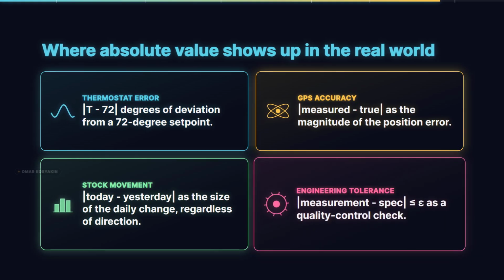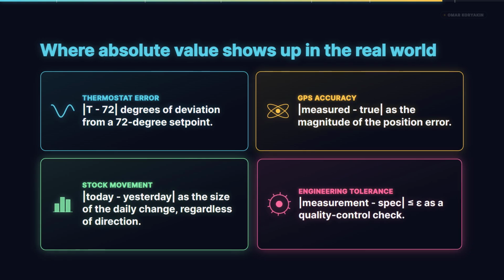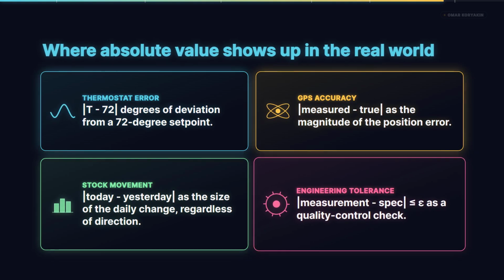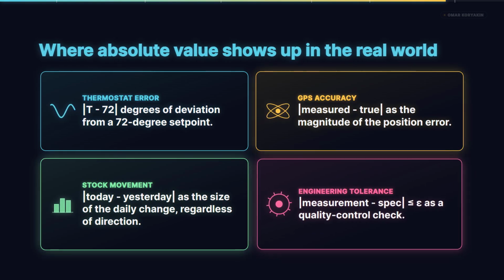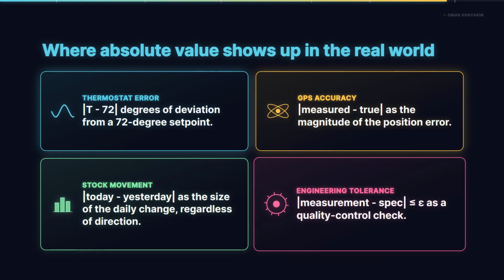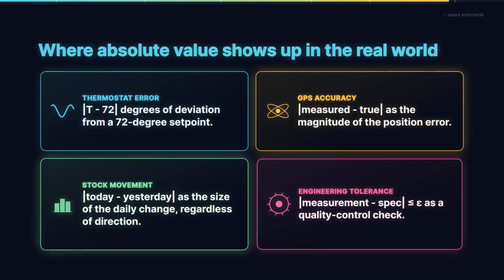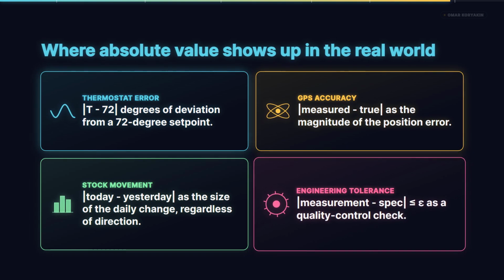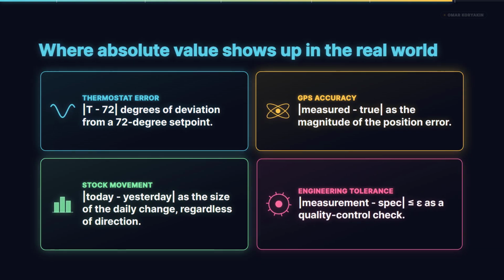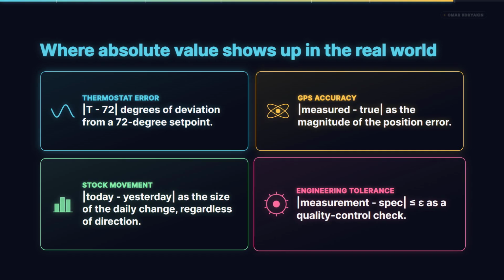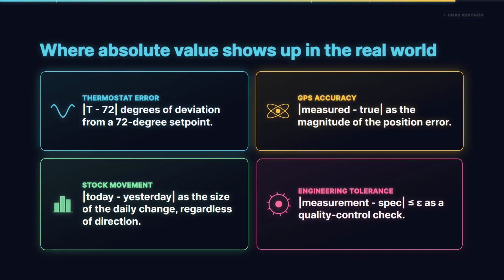In engineering, every manufactured part has a specification and a tolerance. A tolerance check asks whether the absolute value of the measurement minus the specification is less than or equal to some small allowed error called epsilon. If the part comes out within plus or minus epsilon of the spec, it passes. Without absolute value, the engineer would need 2 separate checks for too high and too low. With absolute value, one inequality covers both.